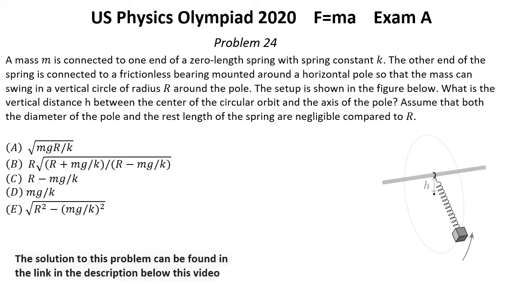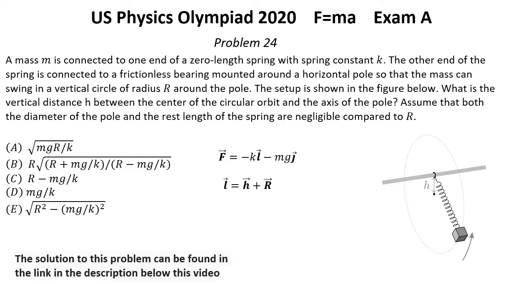Let's write the equation for the total force acting on our mass. So total force equals negative K multiplied by vector L minus mg multiplied by unit vector J in the vertical direction. Here vector L is the vector from the pole to our mass. We can represent vector L as a vector H, which is from the pole to the center of rotation, plus vector R from the center of rotation to our mass.